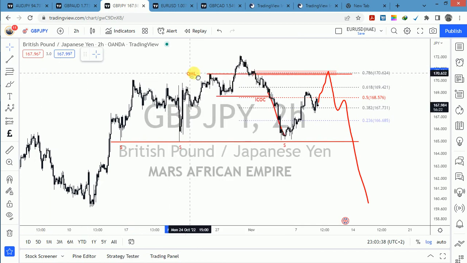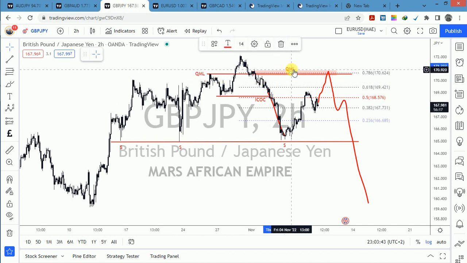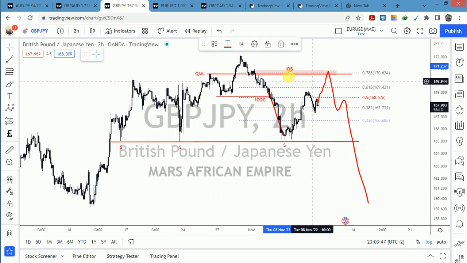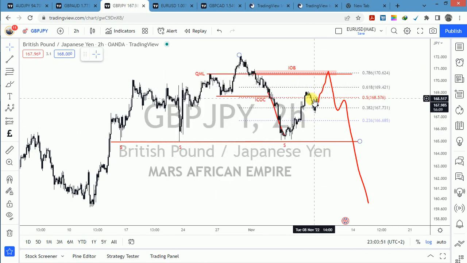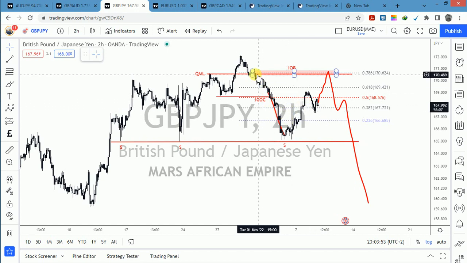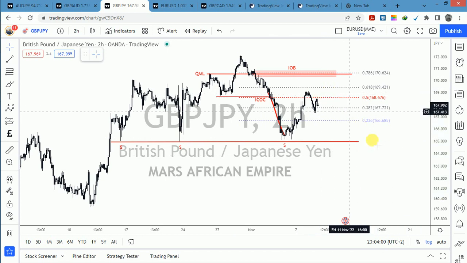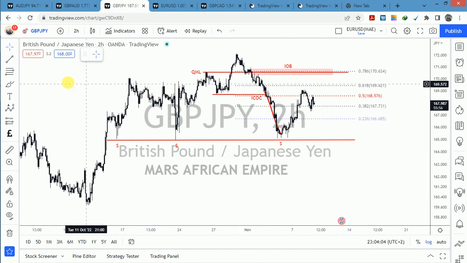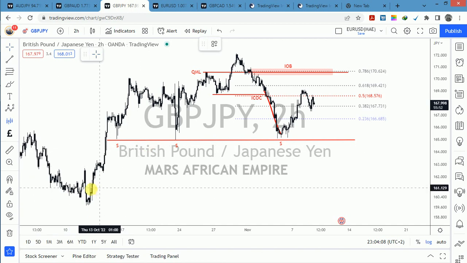We have a QML here, and then we have, this is what? This is an order block. Is it an IOB or an OOB? This is an IOB, and then yeah, something like that. 78.6, right? Yes, 78.6. So we expect this pair. Let me put some.